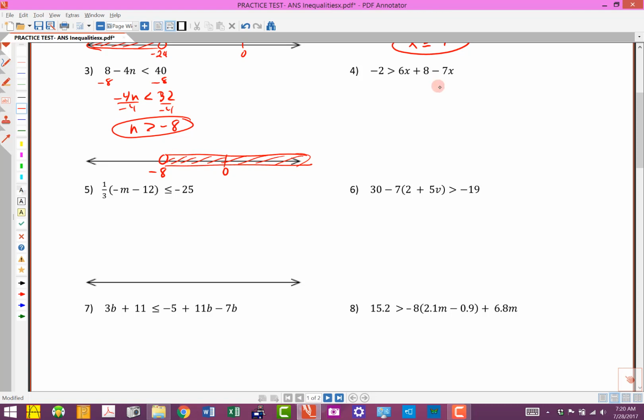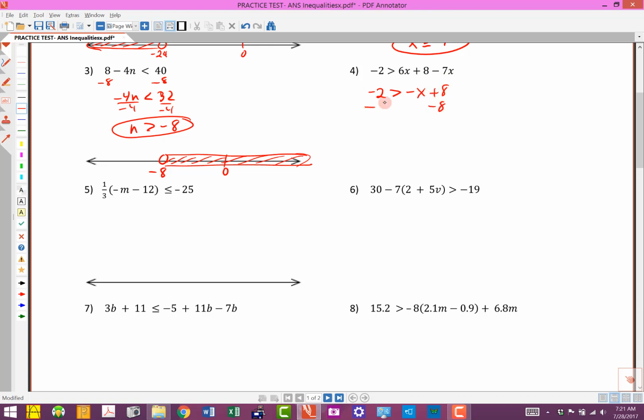Okay. Next one, you'll notice that we have to do a little bit of combining of like terms here. So I'm going to leave the negative 2 here. All we're doing on this side is just simplifying, so that certainly can't change the direction of the inequality. Let's put the two of those together. That would be negative x, then plus 8.